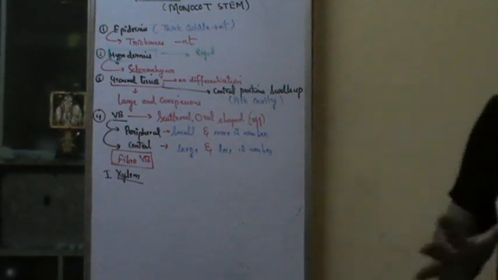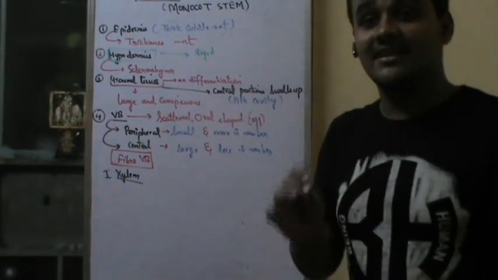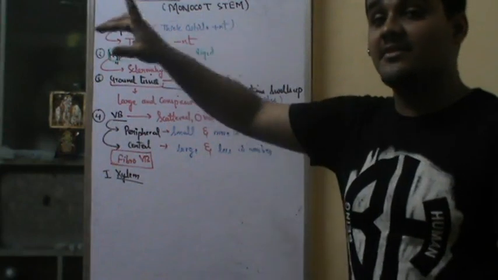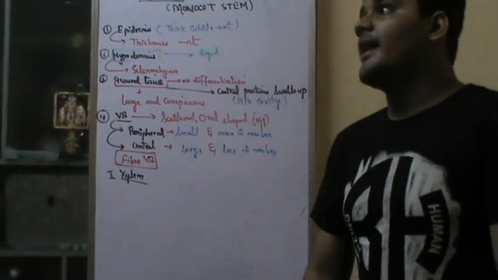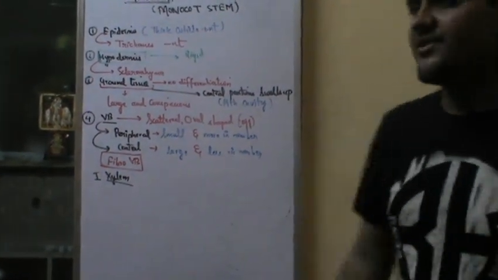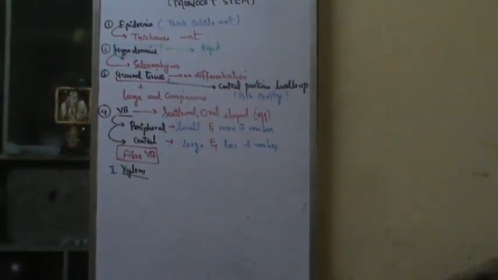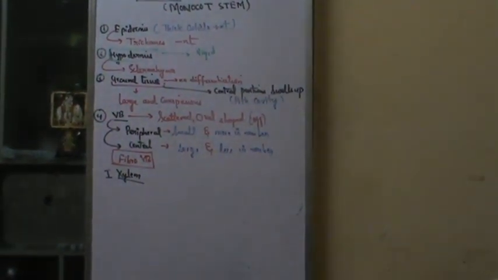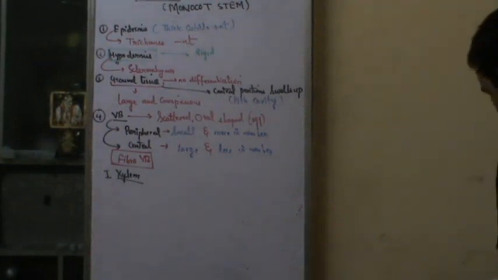Always, children, be it any stem, always remember, don't make a mistake. I told you, stem means endarch. And the endarch condition has to be centrifugal, conjoint collateral, closed, endarch condition, right? So that is going to be very important, and you must know this.